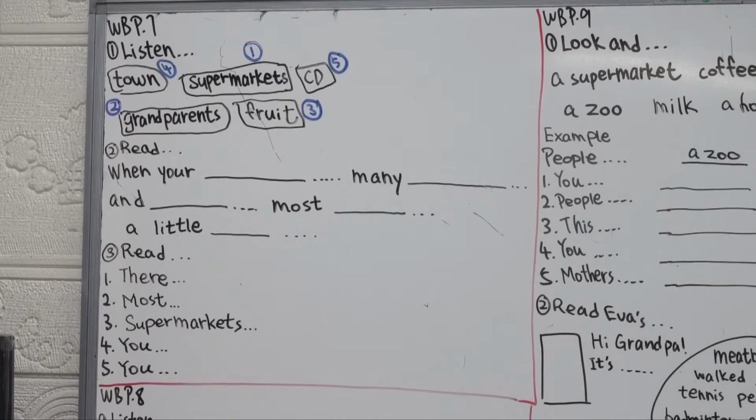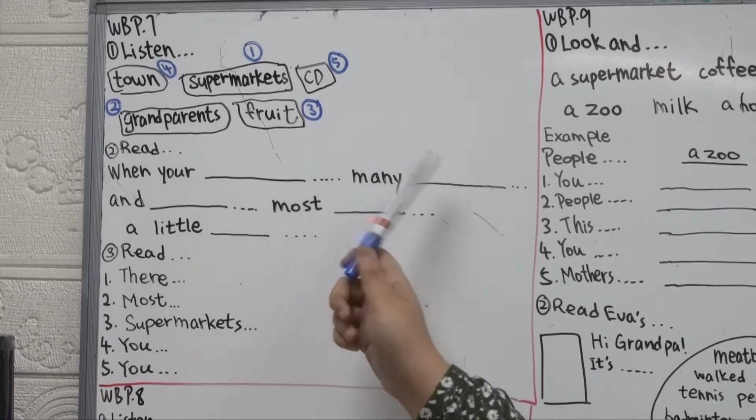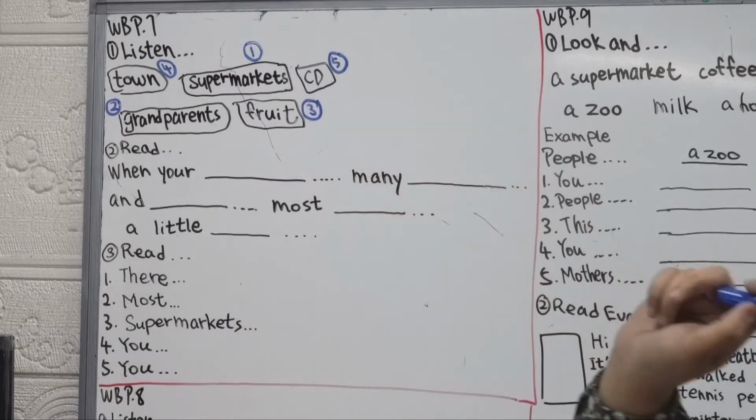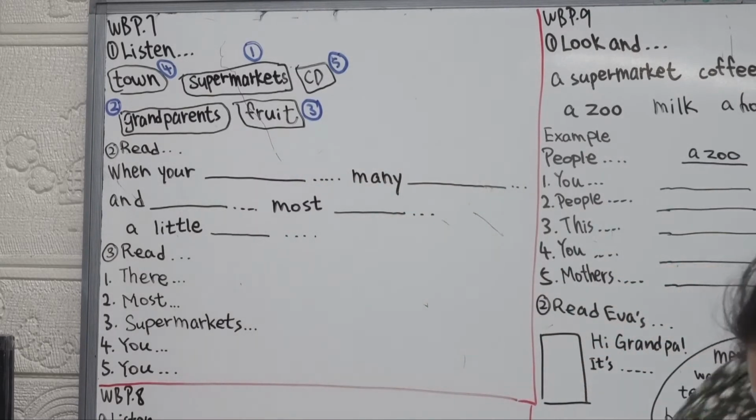Part 2, we are done with part 1, right? Part 2, read and say the correct words. Choose words from exercise 1. So basically you have to fill in the blanks with the words here, okay? I'm gonna do 2 of them with you, and the rest of it you do by yourself.